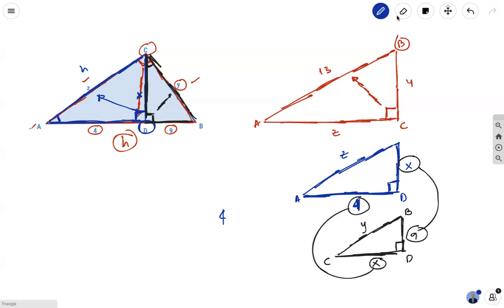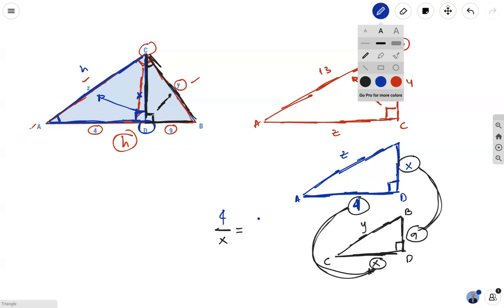I'm going to do 4 and then divided by the black triangle, the corresponding side. So it's going to be 4 and I'm jumping to x. 4 divided by x is equal to, and now I'm going from this side, x, to the side that has a length of 1. So I'm going to write x divided by 9.